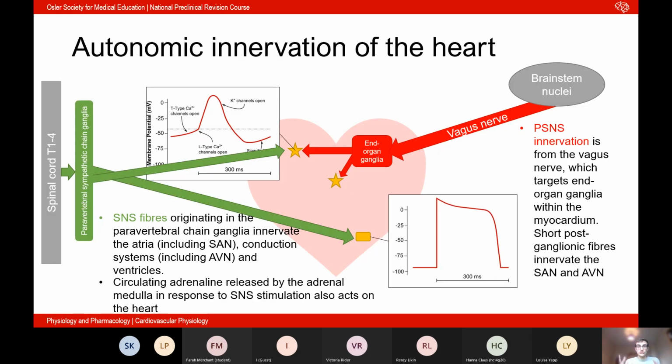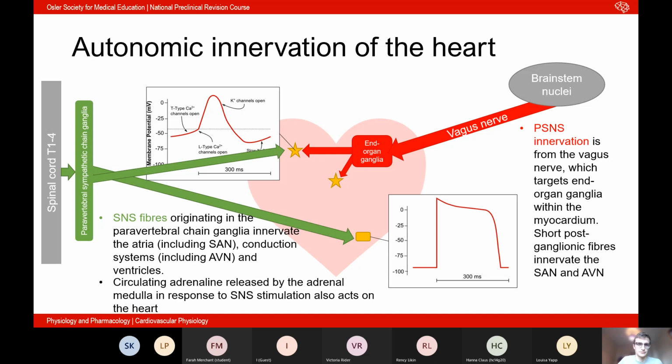Here we go. Autonomic innervation of the heart is really important in modulating our cardiac output and our heart rate. You get sympathetic innervation, which speeds up the heart and increases cardiac output, and you get parasympathetic innervation of the heart that slows it down. Remember that the sympathetic innervation comes from the spinal cord through the sympathetic chain, whereas parasympathetic innervation is all about the vagus nerve.